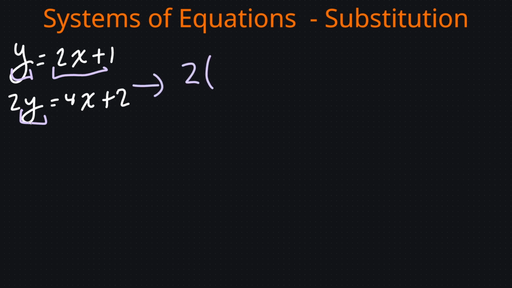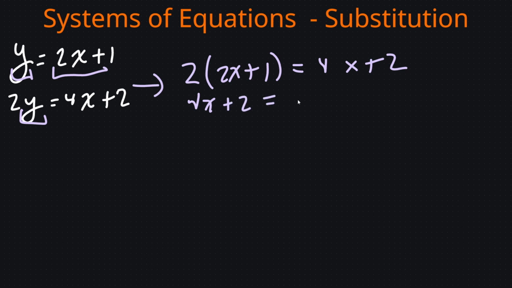Now I do my replacement, my substitution: 2x plus 1 instead of y. And then I write the rest exactly as was, equals 4x plus 2. Now I distribute and simplify. 4x plus 2 is equal to 4x plus 2. That's strange. Well, I'd normally want to move all the x's to the same side, so I'll do a minus 4x, and lo and behold, I have that 2 is equal to 2.